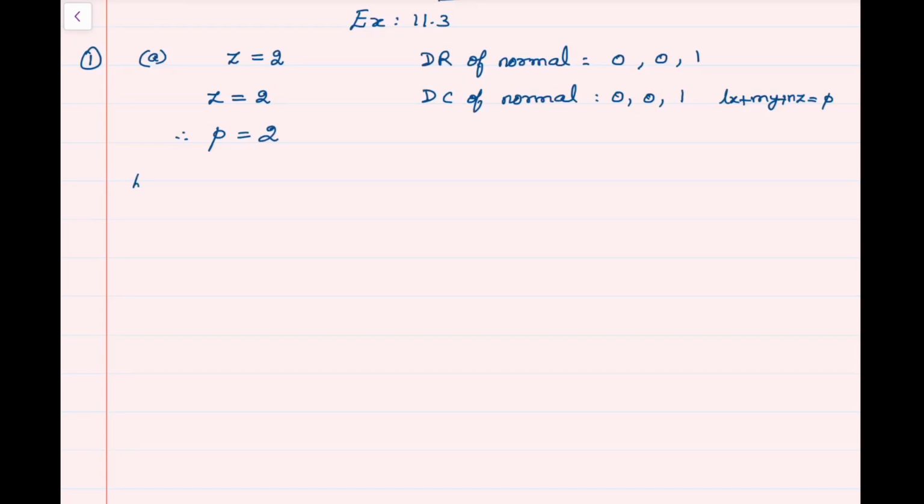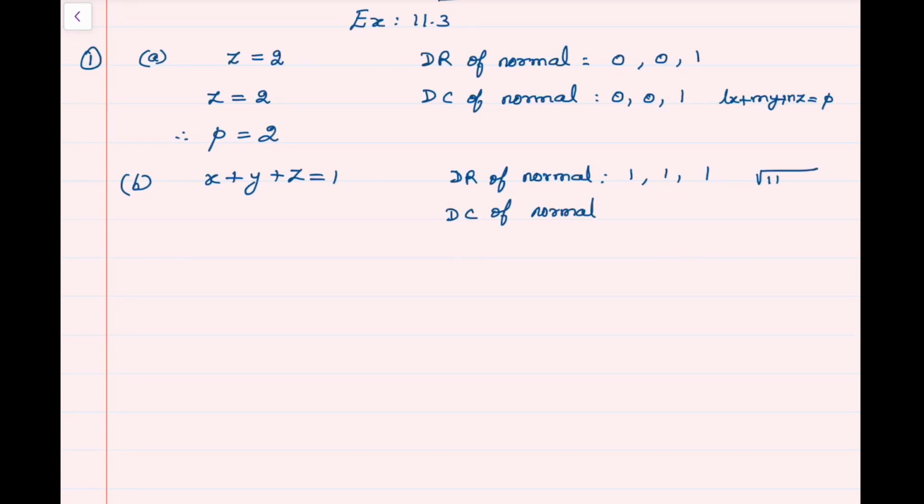Now the second subdivision. The equation is x plus y plus z is equal to 1. The coefficients of x, y, z are the drs of the normal, which are 1, 1 and 1. Let us find the dc's. We have to divide by the magnitude of this normal. Let us find the magnitude, which is root of 1 plus 1 plus 1, which is root 3. Let us divide by root 3. So dc's are 1 by root 3, 1 by root 3, 1 by root 3.